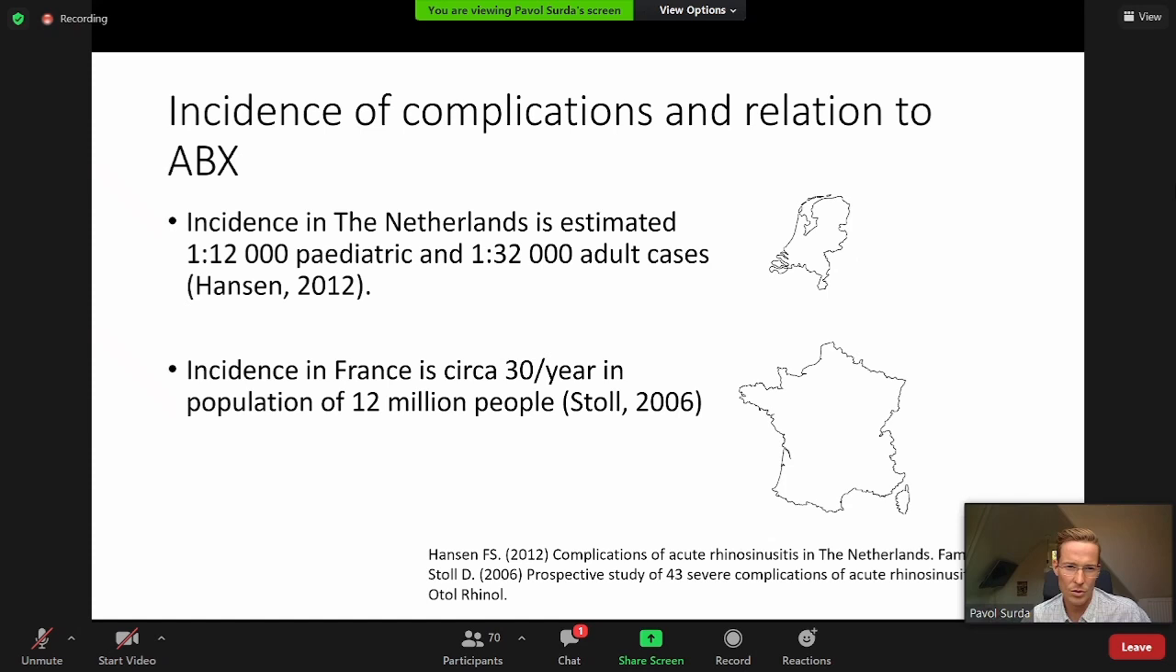One of the papers compared the incidence of complications of acute rhinosinusitis in the Netherlands and in France. In the Netherlands, you are very unlikely to be prescribed antibiotics. And in France, pretty much everyone will leave the GP practice with antibiotics. It's a bit of an exaggeration, but the difference in prescription rate is really dramatic. But there is no difference in the complication rate. So this is one of the few studies pointing towards antibiotics not being that important a factor.